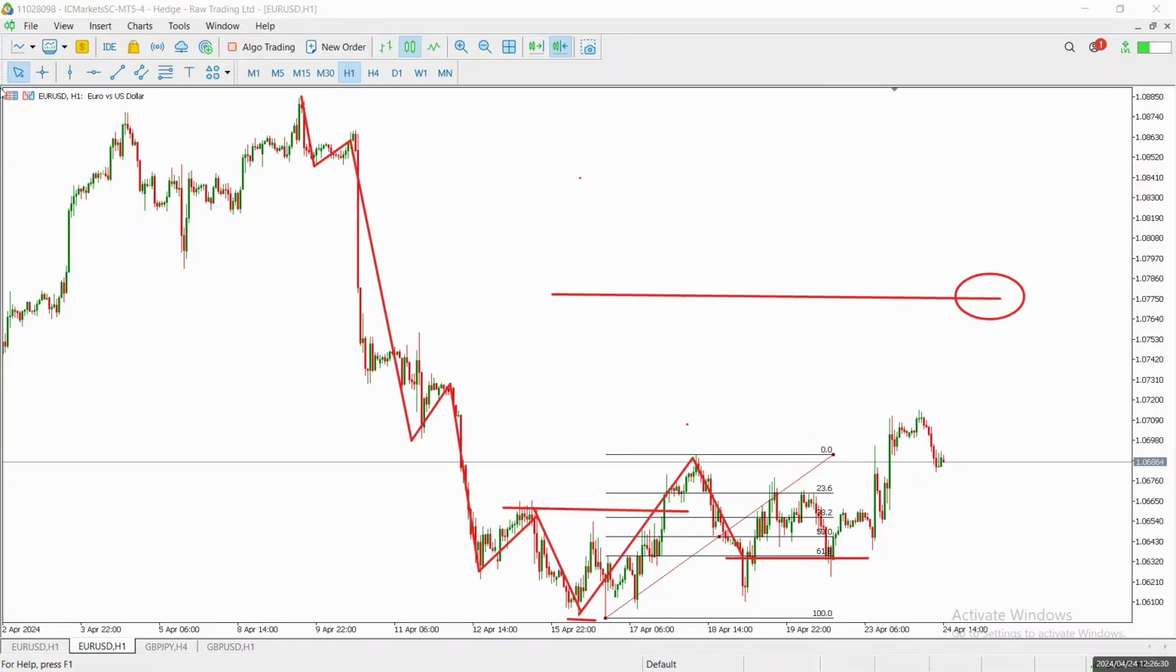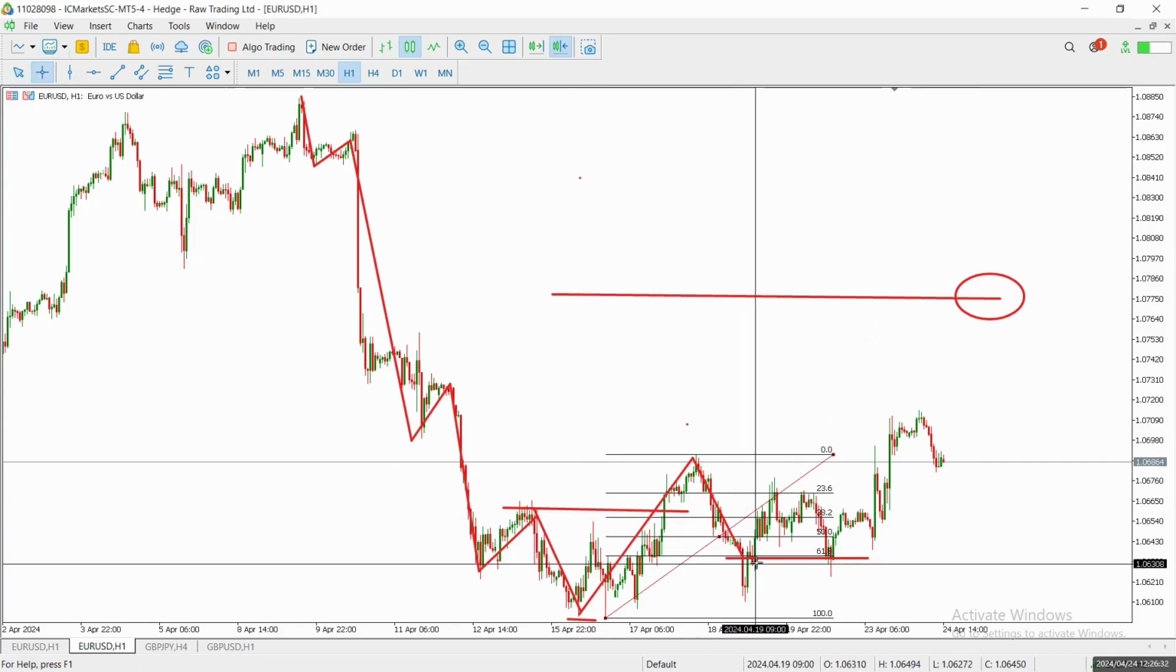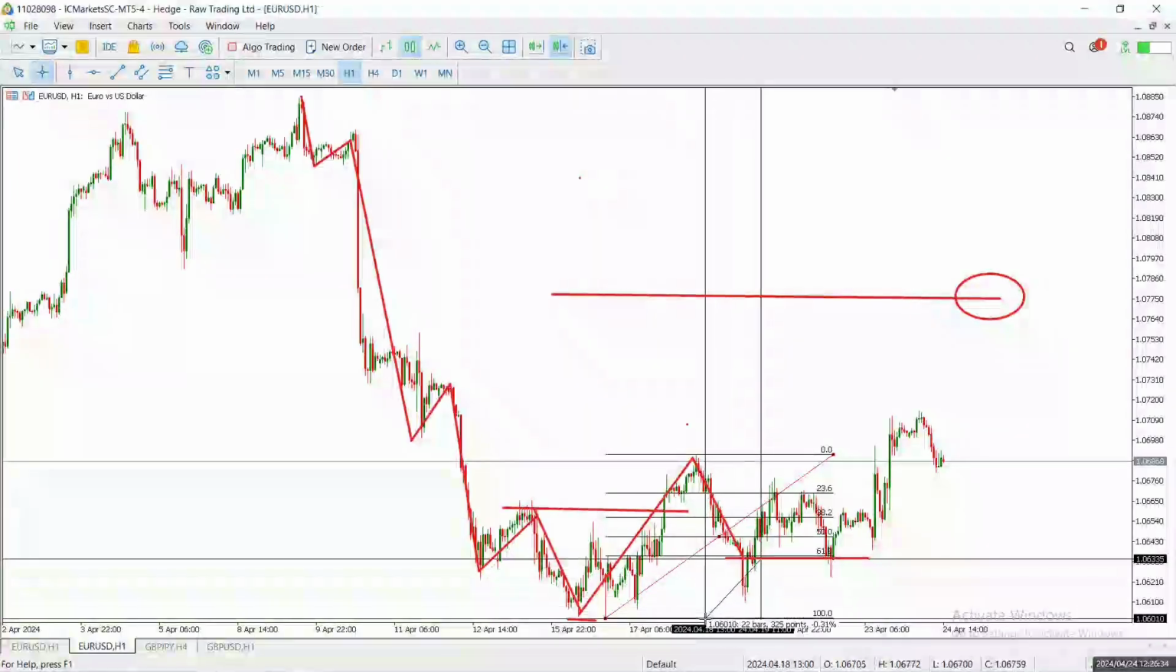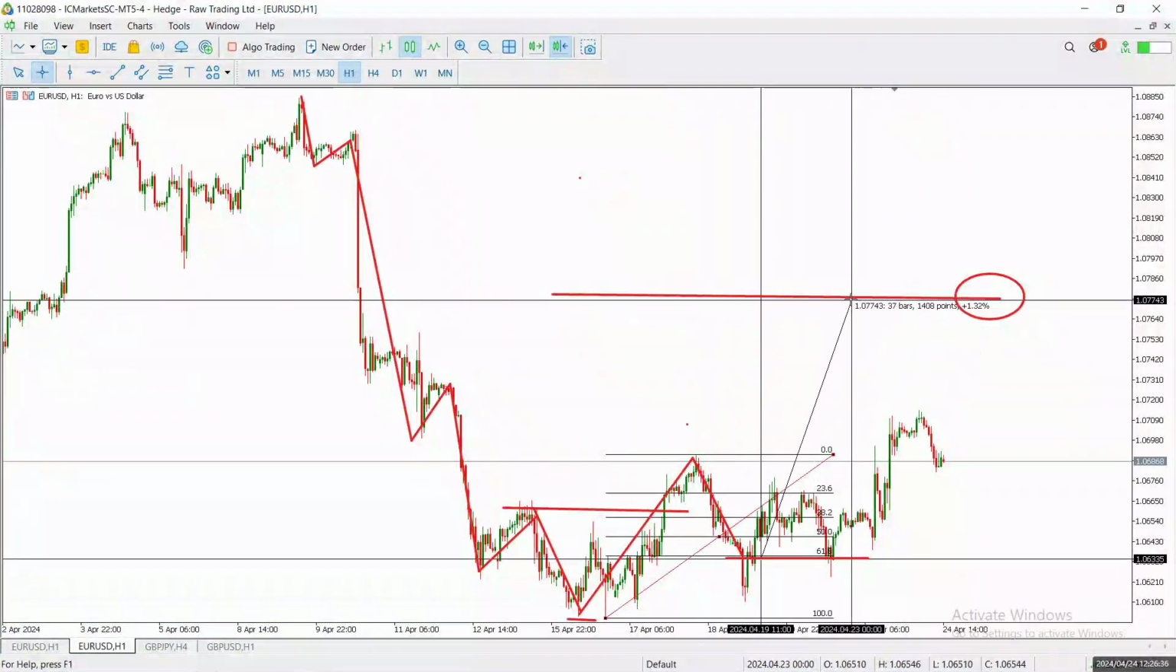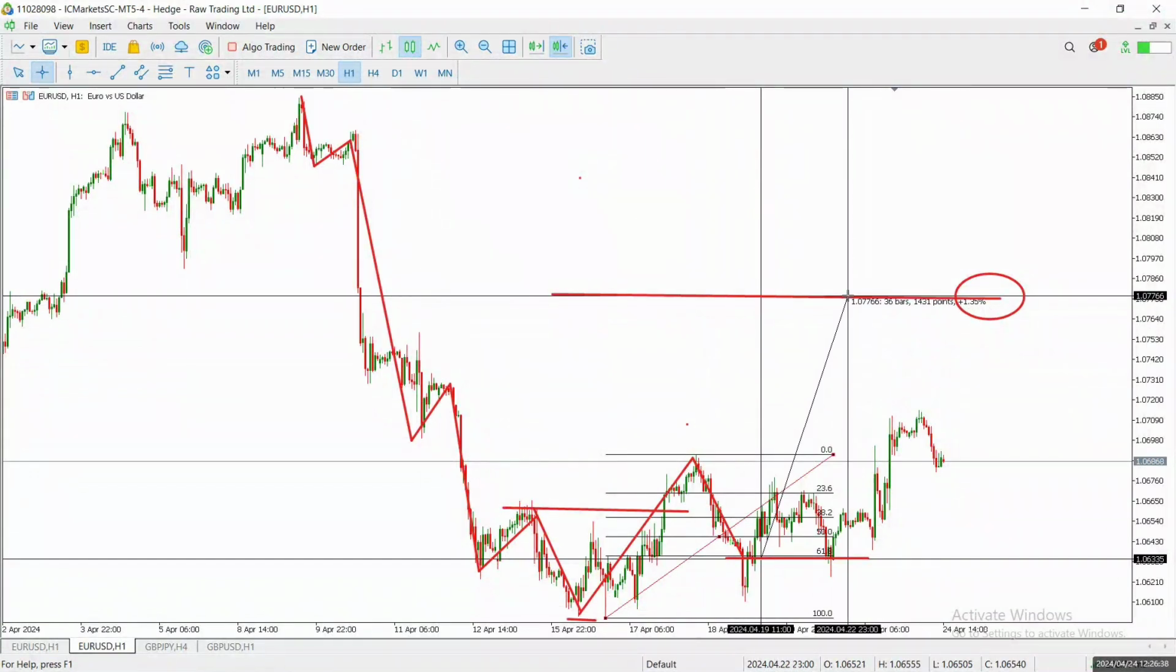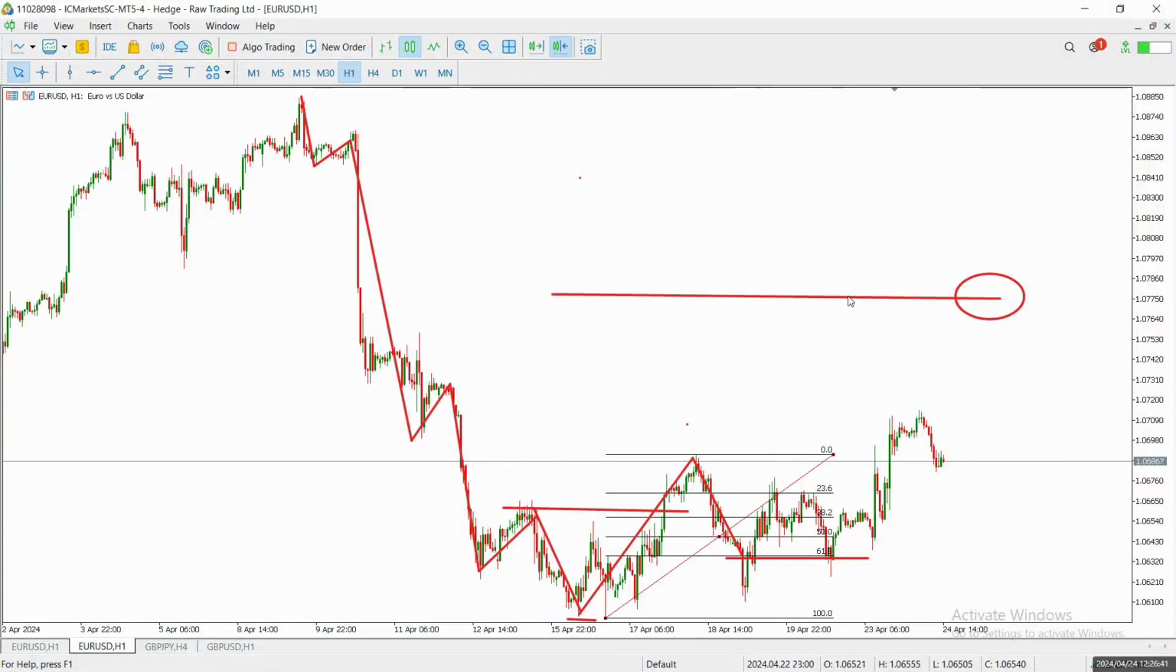Okay, so using entry variation 2, what are we going to do? We are going to buy pinpoint at 61.8 and put our stop loss at the low for about 32 pips, then buy for about 143 pips. Okay, this is about a 1:4 or 1:5 risk reward.